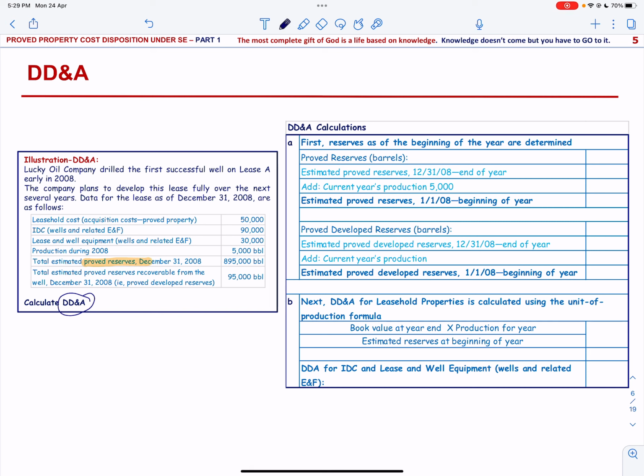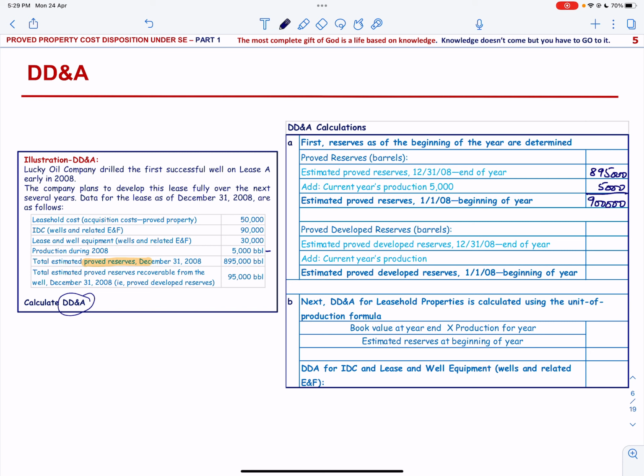Estimated proved reserves at the end of the year is 895,000. To this we add the current year's production, that is 5,000. So the total is 900,000.